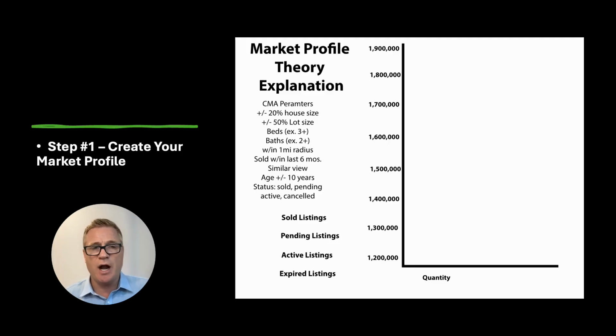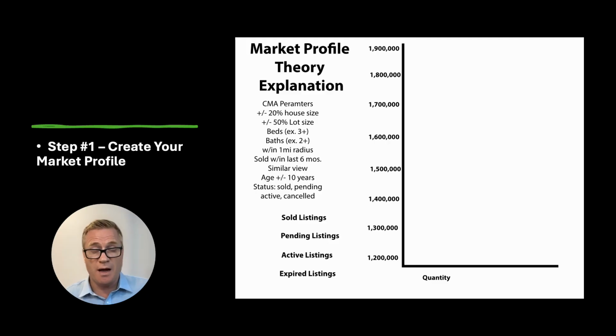We're also going to look at all the other statuses. We're going to pull all statuses. We're going to pull sold, expired, canceled, actives, pendings. We're going to pull them all. I want to know all the data. If we're looking at view property, we want to have similar view properties. It's just like running a list of properties for a CMA.